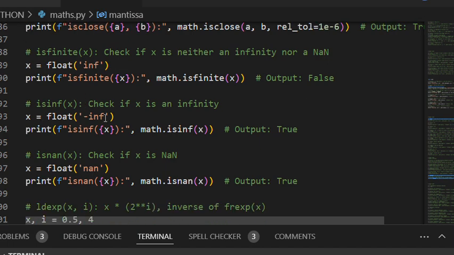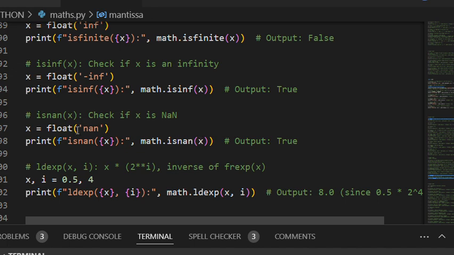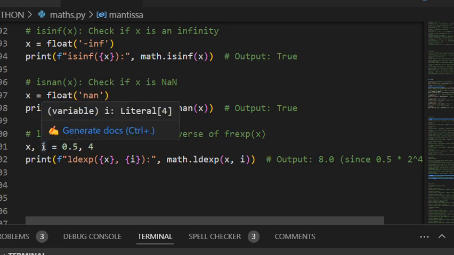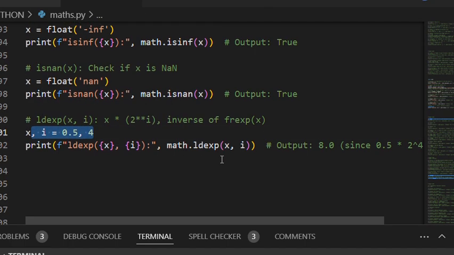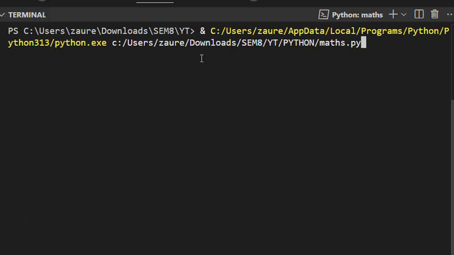Then we check if this is infinity, so its output will be True. Then we have isnan(x), we check if this is NaN, so we'll get output True. Then we have ldexp(x, i), so x is the mantissa and i is the exponent, so it is just the opposite of frexp, and we'll get output 8 in this case. So now we'll see the output of all these methods.